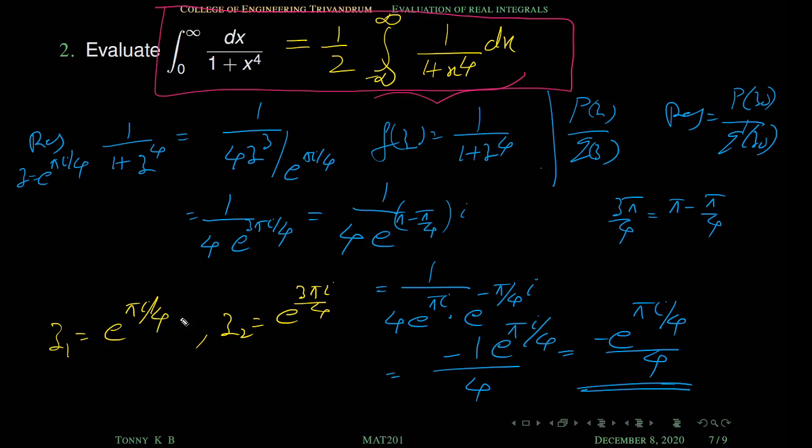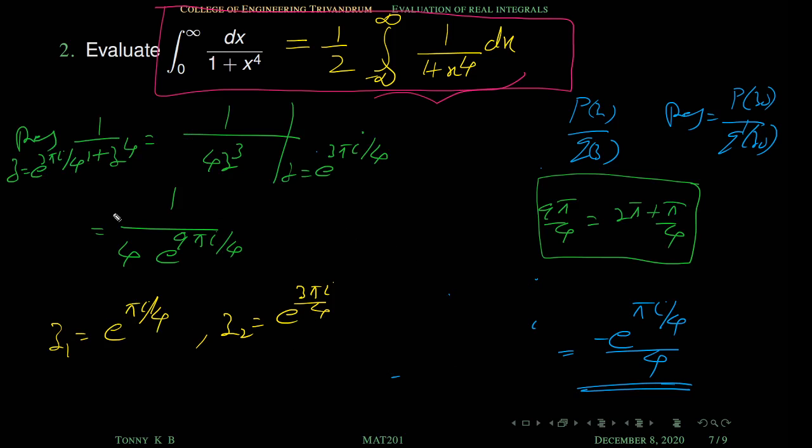Similarly, we have to find the residue at the second pole. The residue at z equal to e raised to 3 pi I by 4 of the function 1 by 1 plus z raised to 4 is, using the same rule, p of z naught by q dash of z naught. So 1 by 4 z raised to 3, the derivative of the denominator, at z equal to e raised to 3 pi I by 4. When we substitute this value, it becomes 1 by 4 times this raised to 3. So 3 into 3 becomes 9, so e raised to 9 pi I by 4.